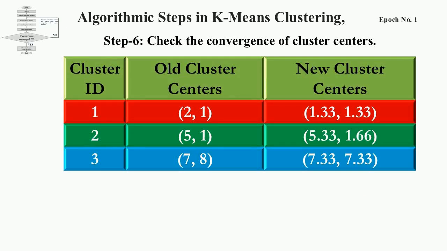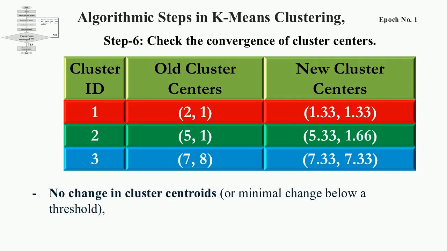In step 6, all the old and new cluster centers are compiled in a table as shown here. It's the convergence of centers check step. If all the old and new cluster centers are exactly the same, or are within a desired threshold limit, then it's the state of convergence of cluster centers.